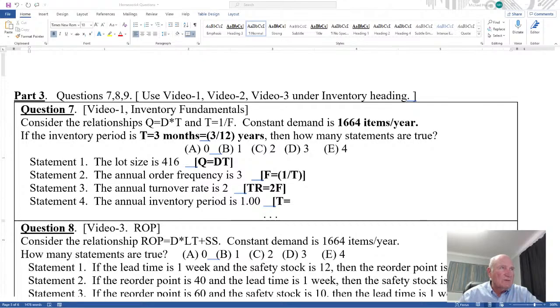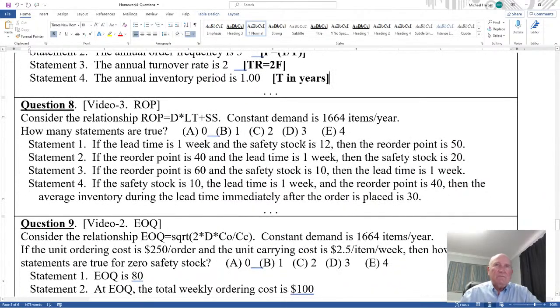Get everything organized over here on the right. So you're just plugging and cranking, okay? And T, the annual inventory, okay? The monthly inventory period is 3 months. The annual inventory period is 3 over 12, okay? And so that's just going to be T in years. So that's what you just said. And all these others are going to be the same way. Very, very similar. Okay. Like ROP.